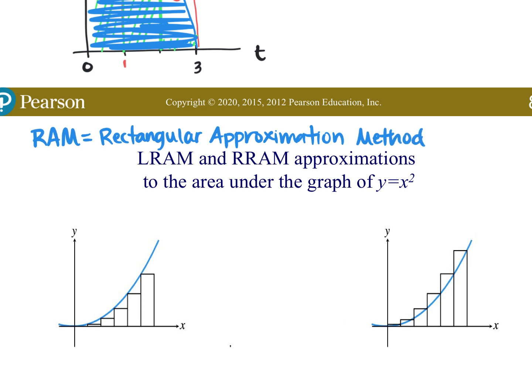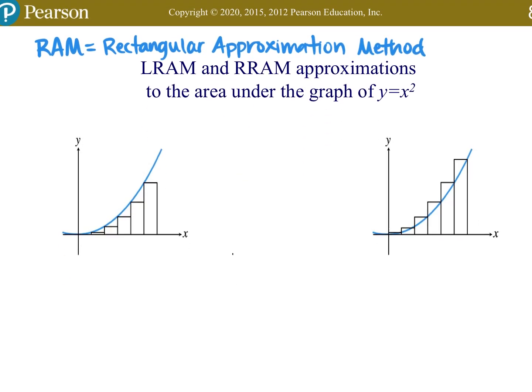All right, when you put an L in front of it, it means you're working from left to right. When you put an R in front of it, that means you're working from right to left. And going one direction, depending on the concavity of the curve, all your rectangles will either be too big or too small. So what I've drawn for you here is something that's concave up.